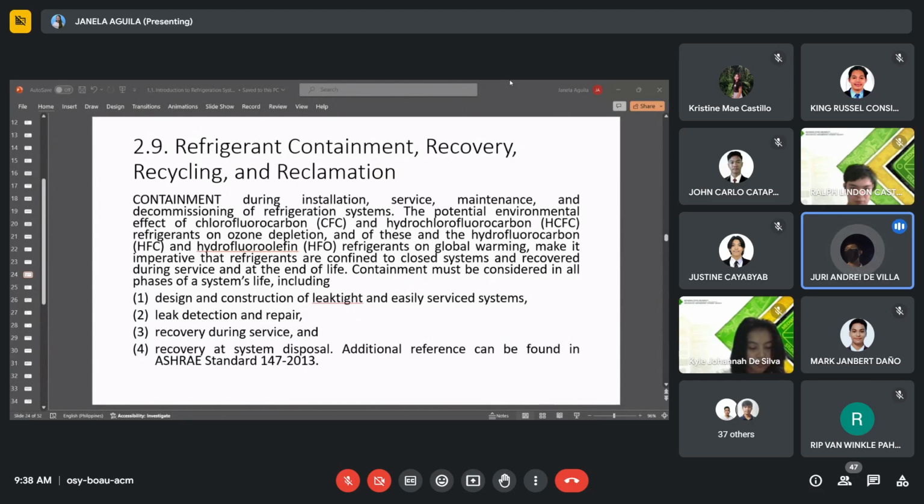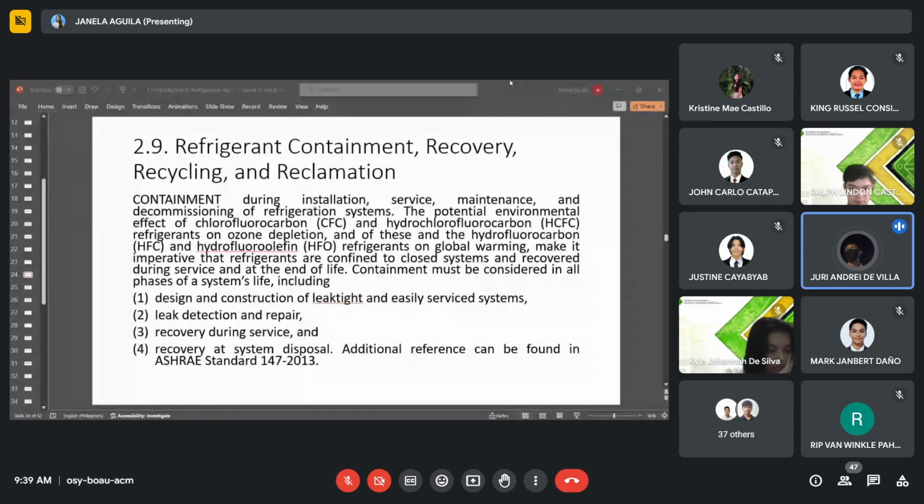Containment must be considered in all phases of a system's life, including first is design and construction of leak tight and easily serviced systems. Refrigeration systems should be designed and constructed to be leak tight and easily serviced. This means using materials and components that minimize the risk of leaks and allow for efficient detection and repair if leaks do occur. Second is leak detection and repair.